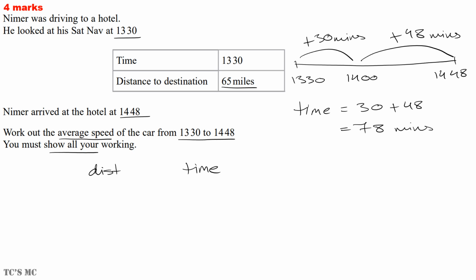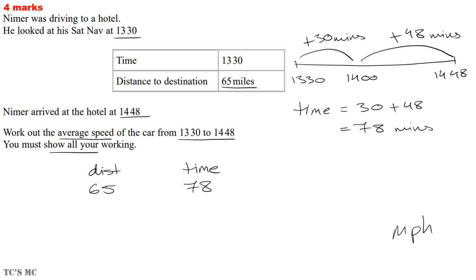Remember, when we use these headings, distance and time, always write down what you know first. We know 65 miles was travelled in 78 minutes. Remember, speed in this instance will be miles per hour.